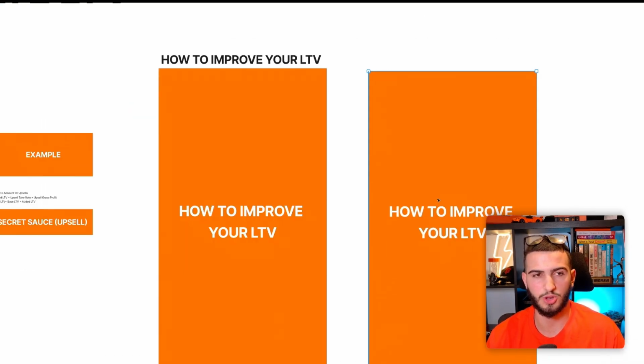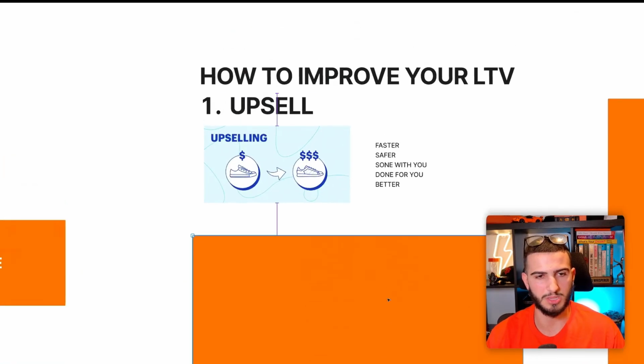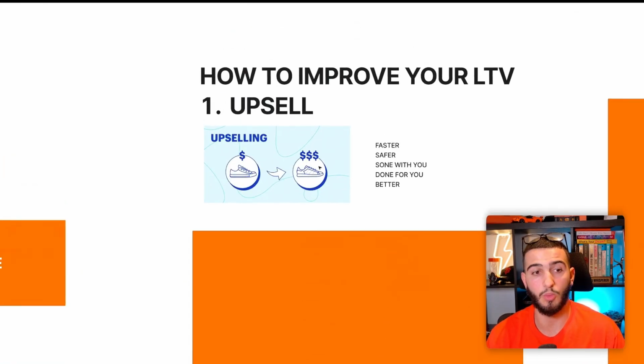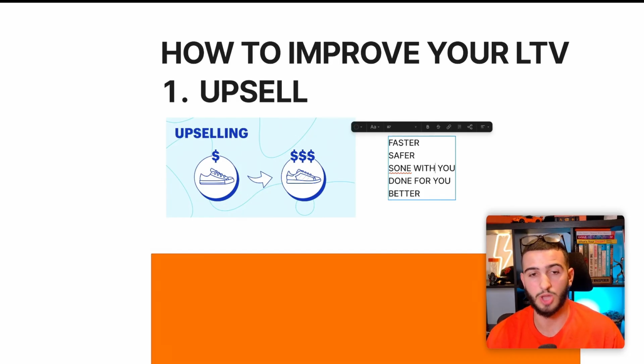And before we run out of time in this video, I'm going to quick fire 7 different ways you can actually improve your LTV. The first way is upsells. Upsells is basically when you sell more of what they've already bought. So different ways to do this: you can sell a faster version of what you just bought, you can sell a safer version of what you just bought, you can sell a done with you / done for you version, or you can just sell a better version of what they just bought.